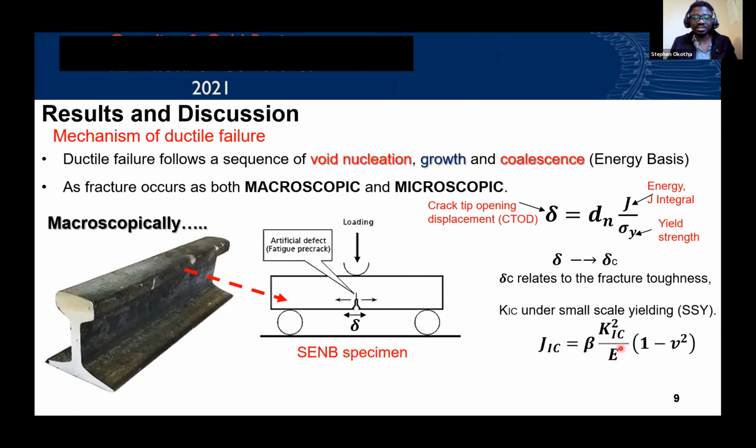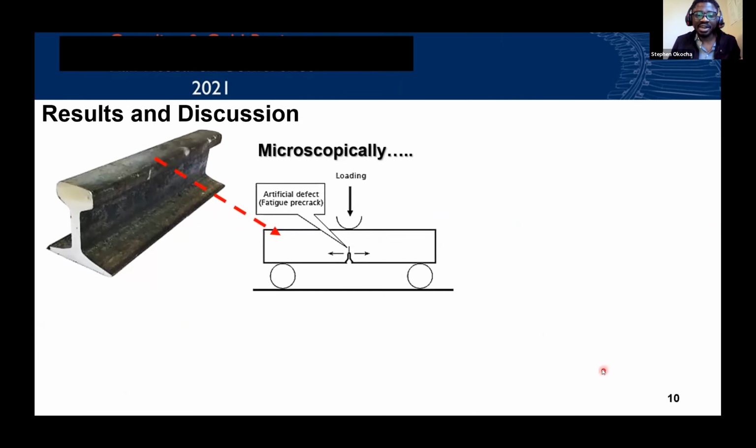And so when we combine those two equations, we can have a simple model based on macroscopically identified components, as the fracture toughness is equal to the square root of the modulus in plane strain, the yield stress, and the critical crack tip opening displacement. But now let's look at what happens microscopically.